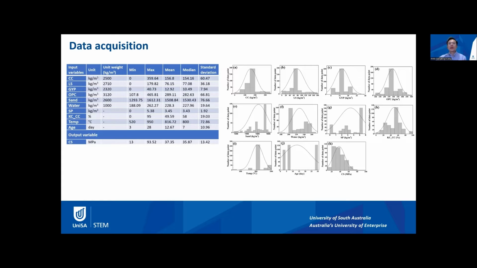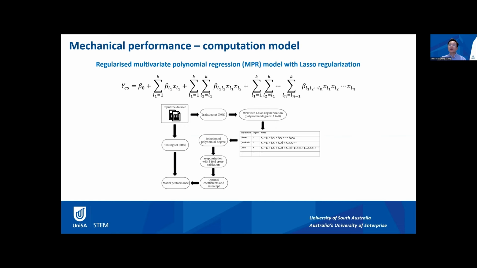The statistical analysis and data distribution of the input, which are the 10 impacting factors, and the output, which is the compressive strength, are shown here. So how do we model the relationship between these 10 impacting factors and the compressive strength? In this study, a regularized multivariate polynomial regression model was employed to predict the strength performance of the LC3 mixture by establishing a nonlinear relationship between the input impacting factors of LC3 cement and the output, which is compressive strength.